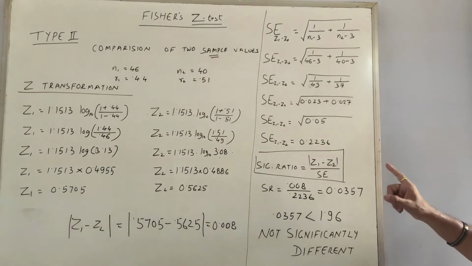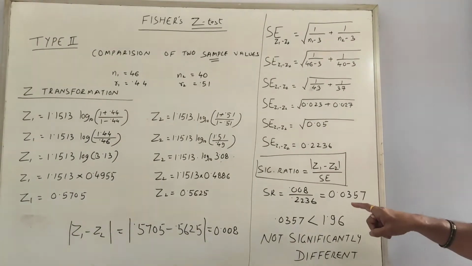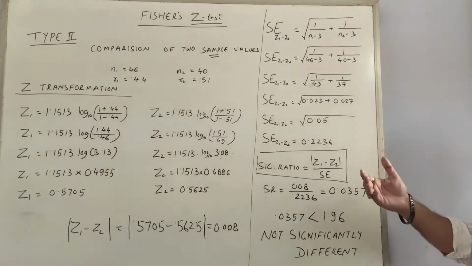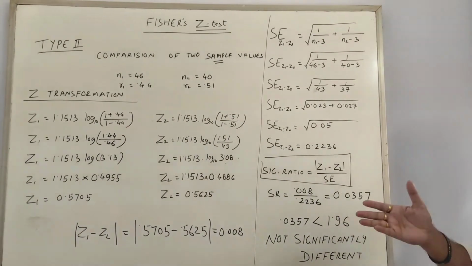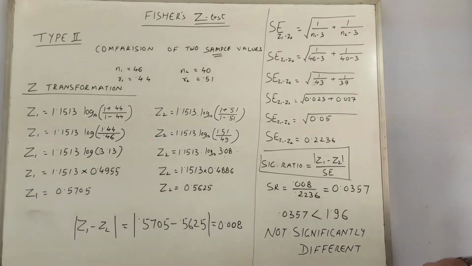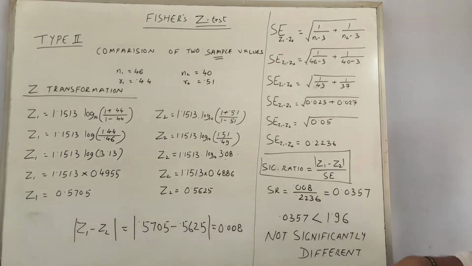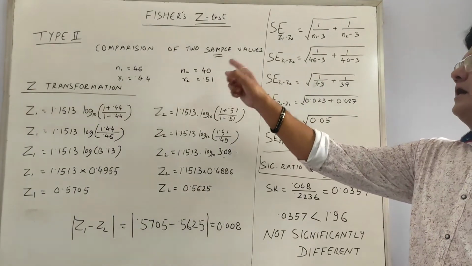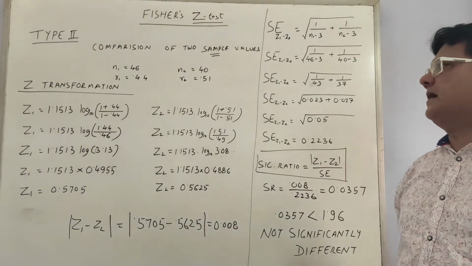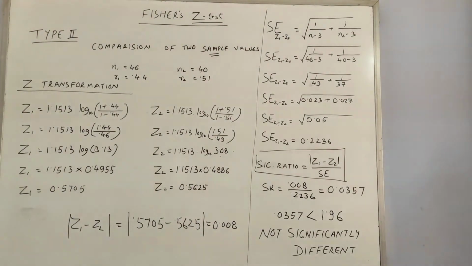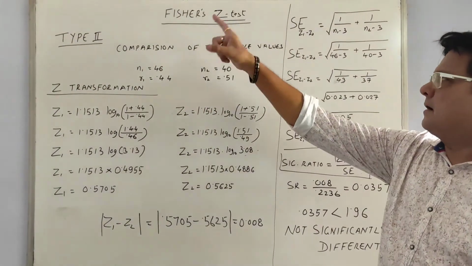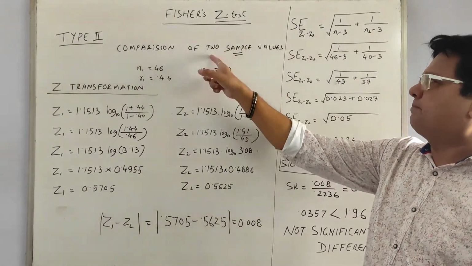So 0.0357 is less than 1.96, so the ratio is not significant. If it had been more, then we would have calculated whether it falls in the slab of 1% or 5%. But since it is less than 1.96, it is not at all significant. That means the two sample values are very much close to each other and related to each other. So this is the second type of comparison test of the z-test, sample to sample.